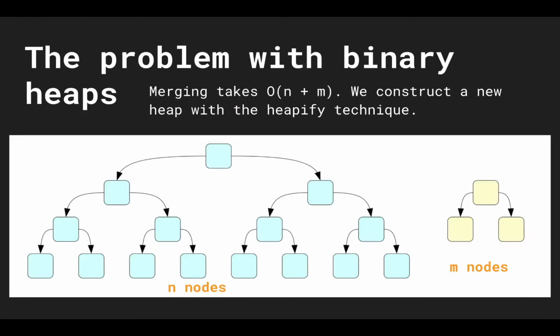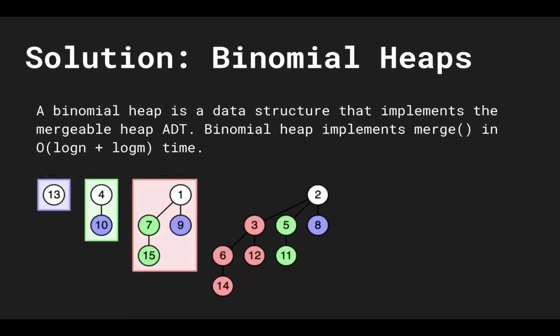So the problem with regular binary heaps is that merging takes O of n plus m. We construct a new heap with the heapify technique. If you remember from the previous videos, we used the heapify technique to construct a new heap in a linear amount of time. So there's n plus m nodes in total. We put that in an array, and then we heapify by sinking the nodes starting from the second row onwards. So this is okay, we can merge with regular binary heaps, but it's linear, and ideally we want something faster like logarithmic. So the solution to this is something called binomial heaps, and that's what we're focusing on today.